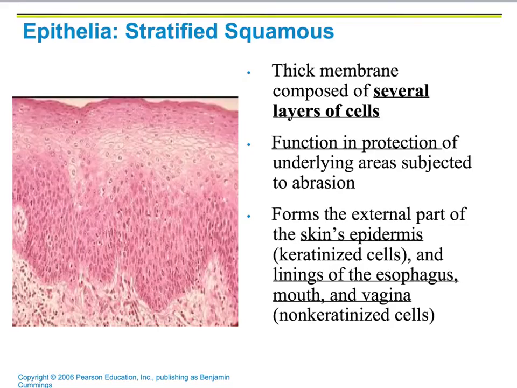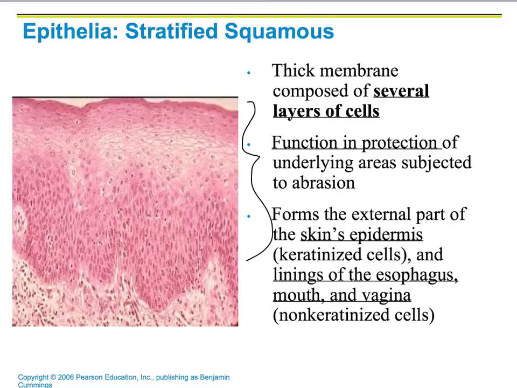Okay, so now we're at a true stratified layer. Stratified means there's multiple layers, and you'll always find stratified layers of cells in an area that typically sees some kind of abrasion. For example, here the stratified squamous, which is tons of layers. You can see how many layers of squamous cells this is, and it functions to protect against abrasion.